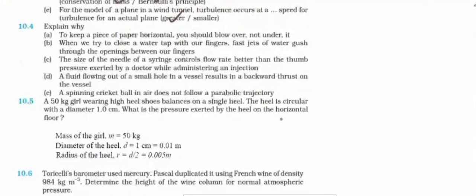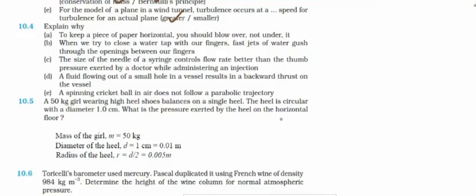Then next, question 4, explain why to keep a piece of paper horizontal, you should blow over, not under it. We have seen the situation. When you blow the air over the paper, the speed of air above the paper increases. When the speed increases, according to Bernoulli's principle, the pressure decreases. Above the paper, pressure decreases, so the paper has a tendency to move upward. Therefore, if you want to keep the paper horizontal, you have to blow the air above the paper.